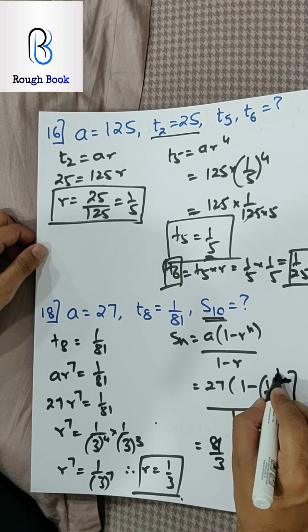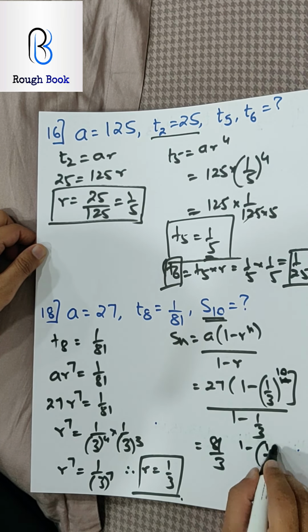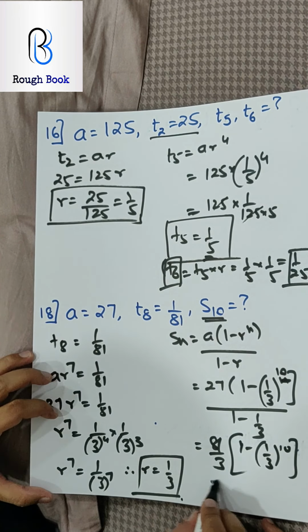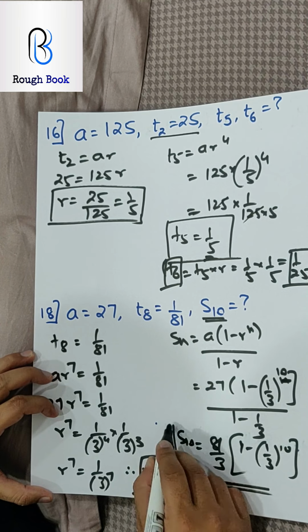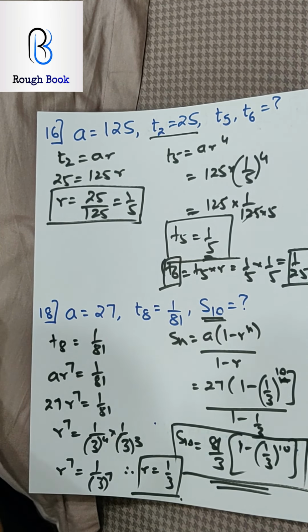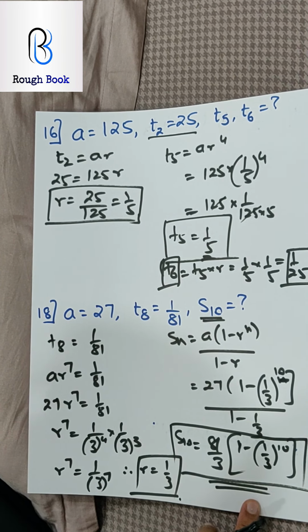And for S10, n will be 10, so 1 minus (1/3) raised to 10. Since it is 10, I don't recommend you to solve this. You can leave the sum here only as S10, your final answer. I don't think you must go ahead from here. Once you leave it here, it should be accepted in the board mostly.